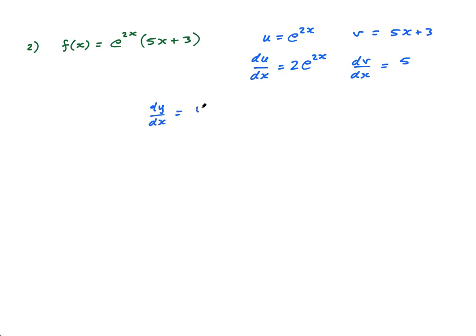I'm going to write out the formula again just because you don't have it. dy dx is u times dv dx plus v times du dx. u is e to the 2x. dv dx is 5, so times 5. v is 5x plus 3. Make sure you put in a bracket, 5x plus 3. And then du dx is 2e to the 2x.